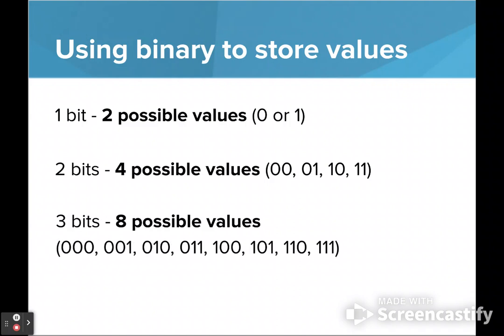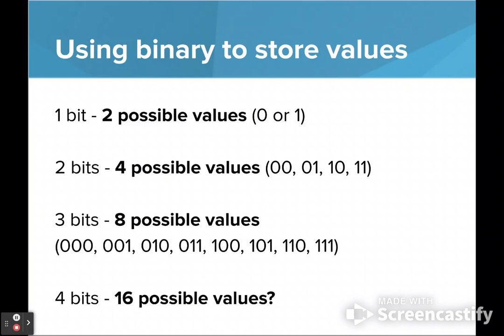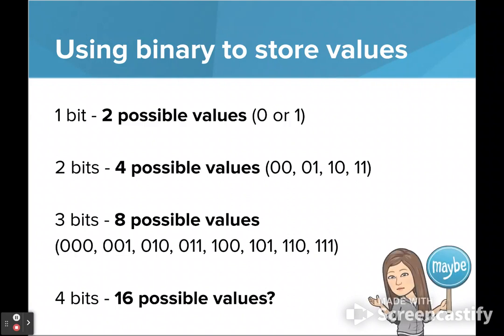With 3 bits, we now have 8 possible values. So if we're going to use the ones place, the twos place, and the fours place, now we have 8 different ways that we can represent something. We can represent something as 000, 001, 010, 011, and so on. What if we had 4 bits? Is this now going to go to 16 possible values if we follow the pattern that we've been seeing? Maybe.